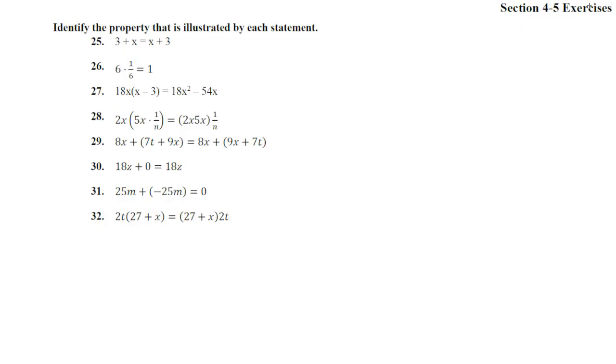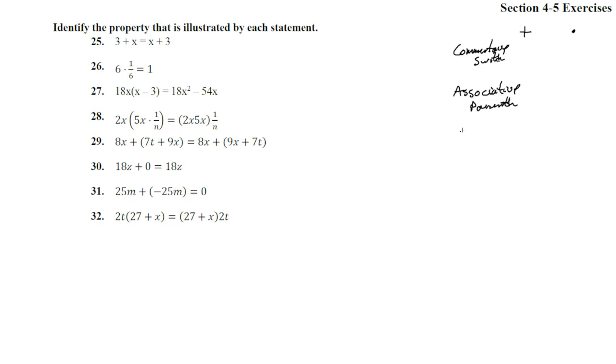Here we are in section 4-5, exercises numbers 25 through 32. Now, as we recall, we're dealing with properties here. There were several properties, and they were all with an addition or a times that was going on. Multiplication or division, you could commute, so commutative. And what was that? That means you could switch the order around. That's important. Okay, then there was the associative, and that means you could move the parentheses.